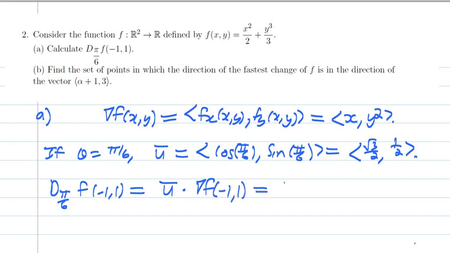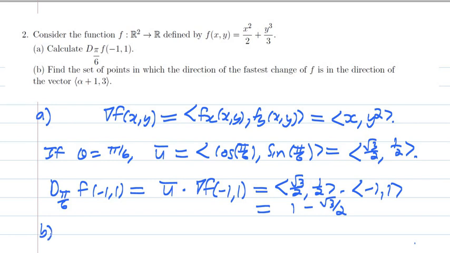And so this now becomes u, the unit vector with components root 3 over 2 and a half, and grad f at the point (-1, 1), plugging in there, becomes the vector (-1, 1). And if you dot these two vectors, you end up getting the value 1 minus root 3 over 2. So that was very easy. We have this neat formula to work out the directional derivative in terms of a unit vector and grad f.